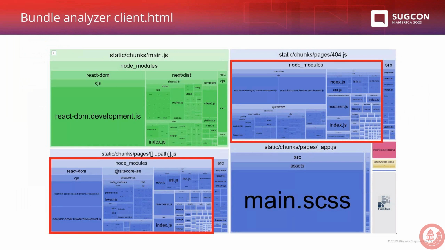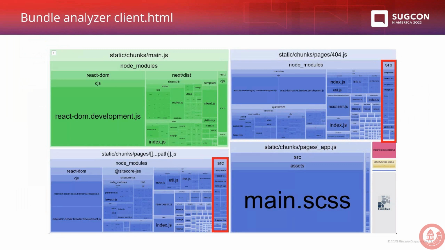Within each of those routes, you can see the source folder and all the renderings or the components that get included for those pages as well. The other cool thing is you can mouse over any block that you see here and it'll actually show you the physical size of each block and how much it's contributing to your page load.